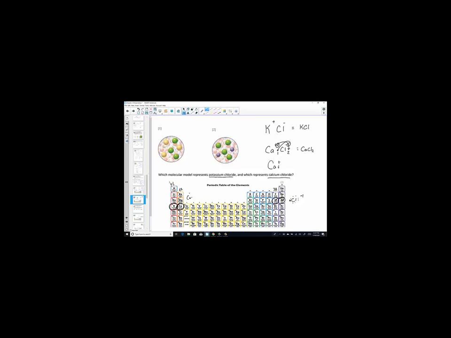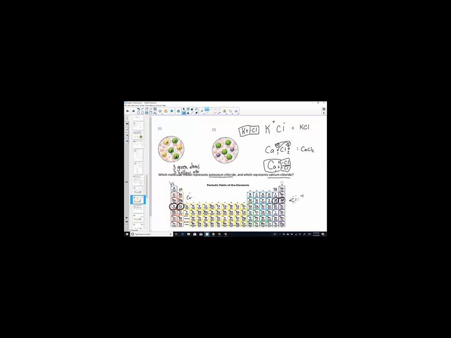Remember, calcium is a +2. It's going to take 2 separate chlorides, each at a -1, to balance 1 unit of a +2. Potassium is a +1. It's neutralized by just 1 chloride, a 1-to-1 ratio for KCl, where we had a 1-to-2 ratio for calcium chloride. Let's go to work and find those ratios. Notice here I have 3 green atoms, and I also have 3, I'll call those yellow, 3 yellow atoms.